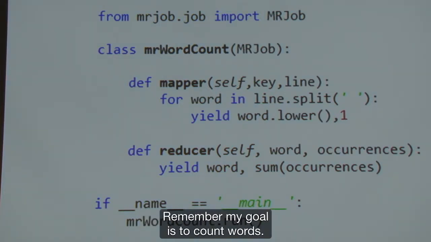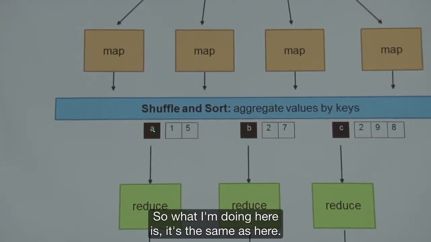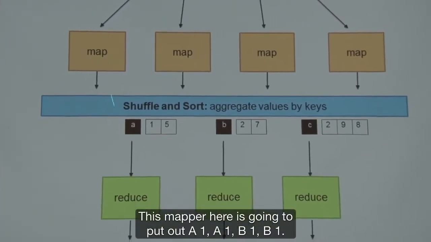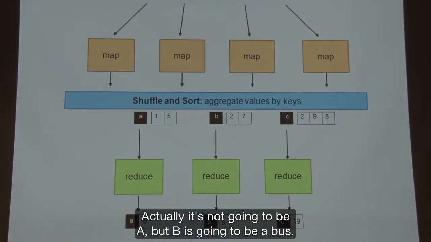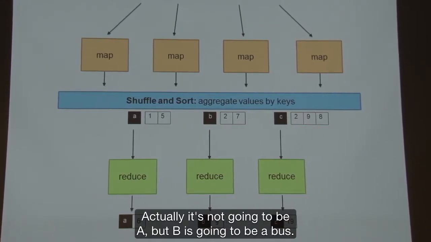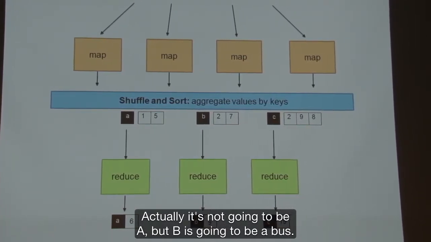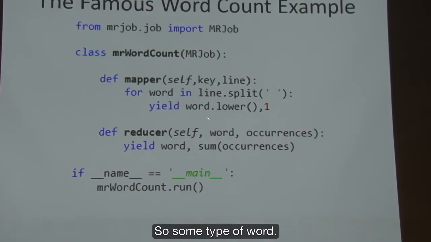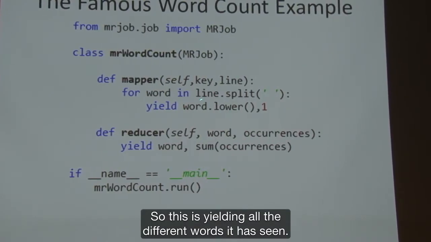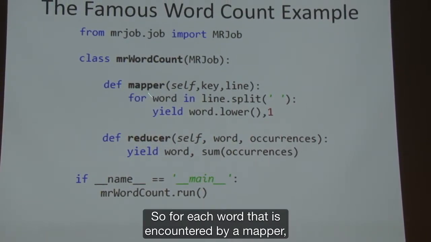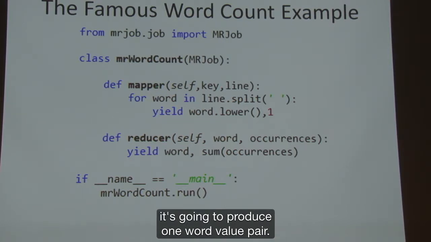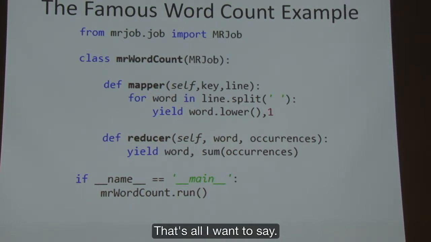Remember, my goal is to count words. So what I'm doing here is the same as here. This mapper here is going to put out A1, A1, B1, B1. Actually, it's not going to be A, but B is going to be bus. So some type of word. So this is yielding all the different words it has seen, and the value is always 1. So for each word that is encountered by a mapper, it's going to produce one word value pair. That's a lot of pairs. That's all I want to say.